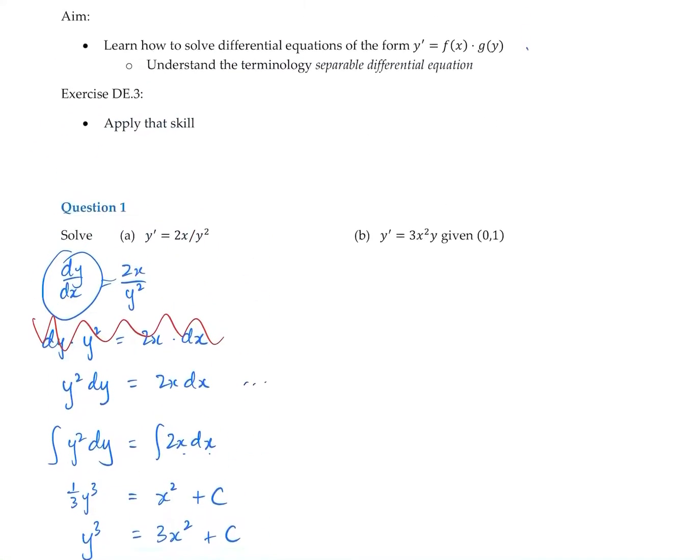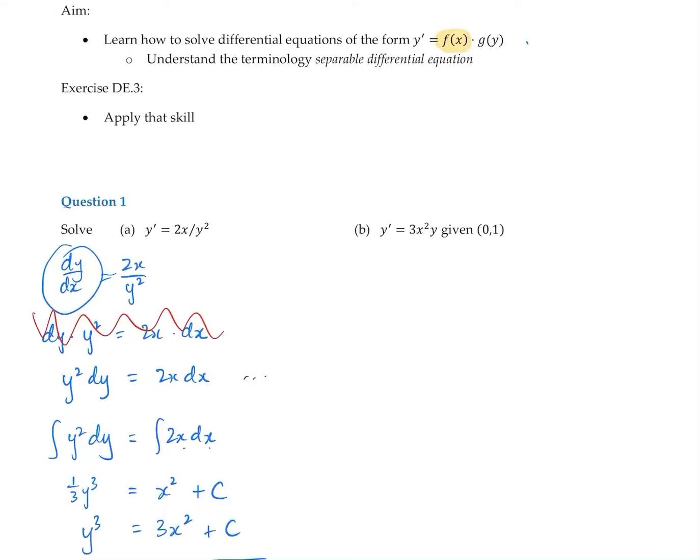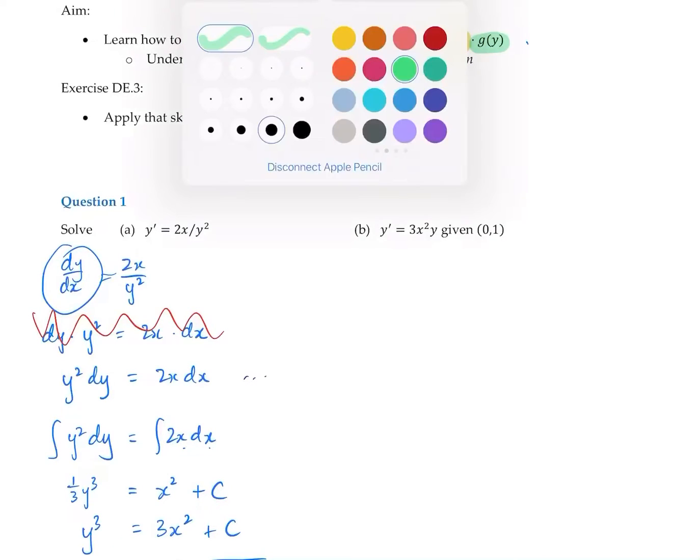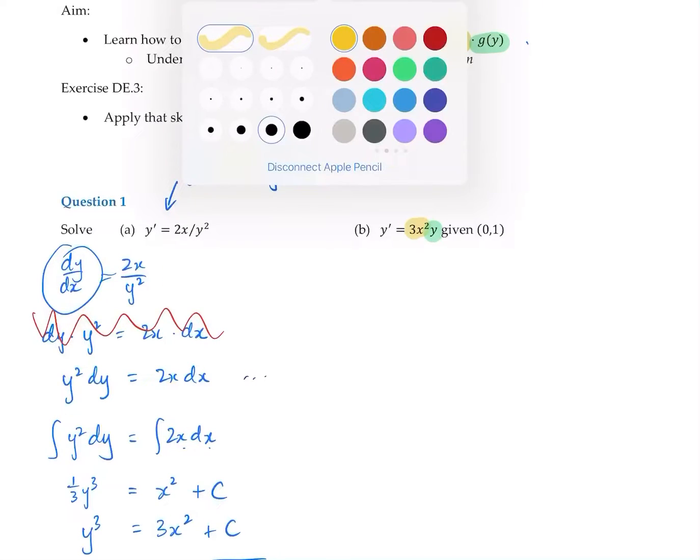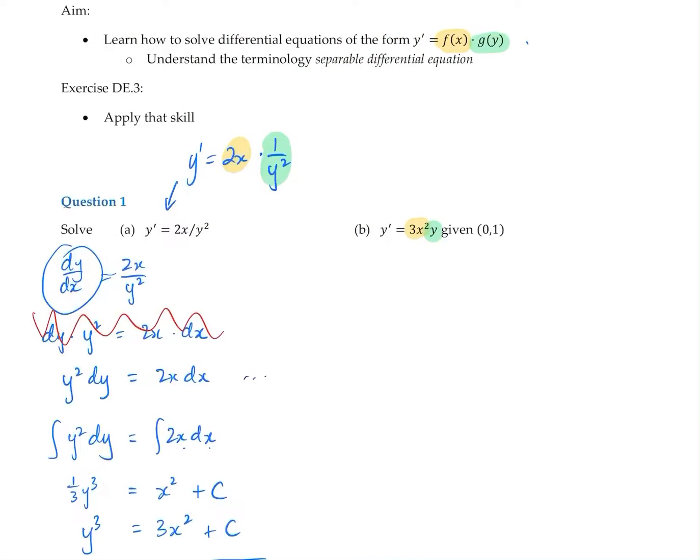Okay, I just want to make a point though, get my highlighters out. So we've got a function of x times a function of y. And here, in this case, y dash equals 3x squared times y. There's clearly the function of x times the function of y. In this case, though, we really have y dash equals 2x times 1 on y squared. If I wanted to be explicit about this, there's my function of x times my function of y. But what I want to be clear about is it's not the form itself that's so important. What's important is that we can separate the variables to go from this to this, okay? So you've got to look at when you're thinking, how am I going to differentiate something?